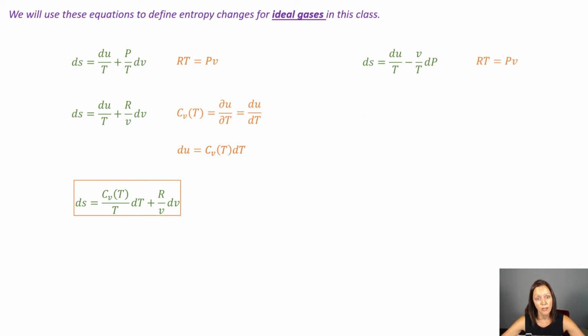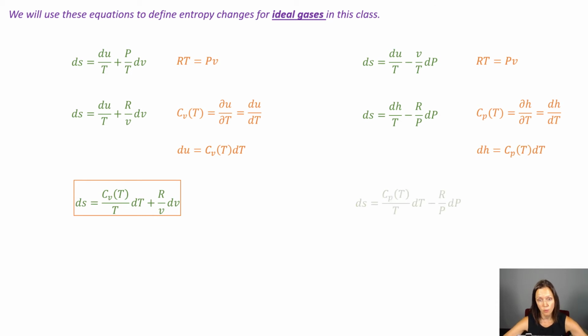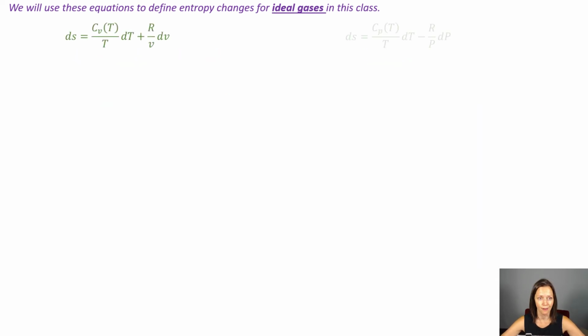So I'm going to put V over T in terms of pressure using my ideal gas law. I'm going to put dH in terms of temperature by using the definition for Cp. So I've got dH is equal to Cp dT. And now I've got my second equation. I'm almost there. All right, so here's my two TdS equations.